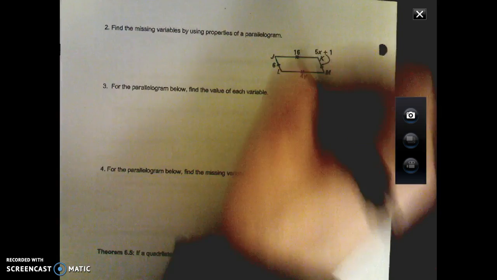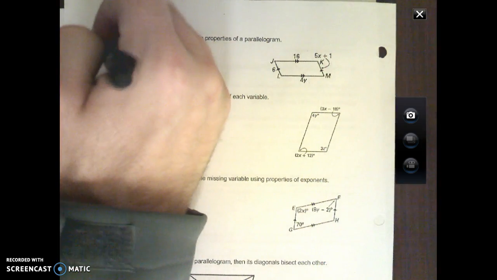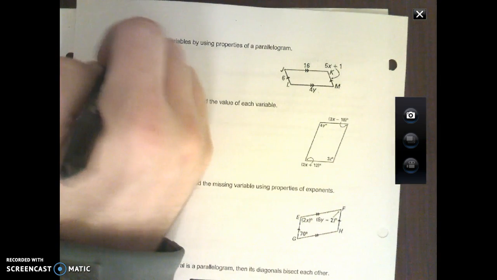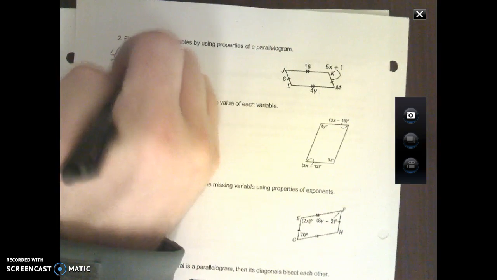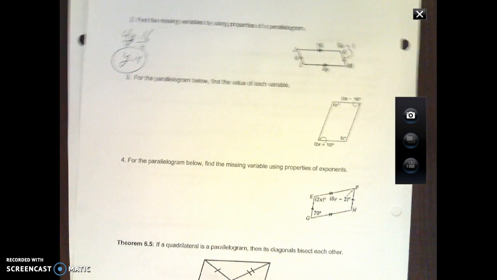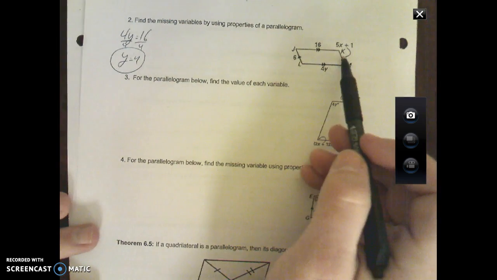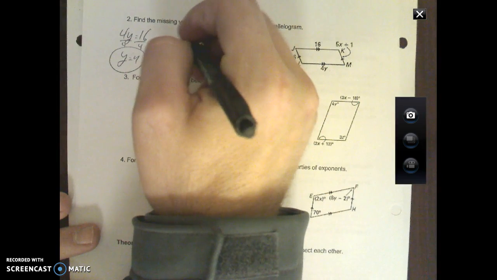It looks easier. Just cross them over each other. 4y equals 16. Divide, divide. y equals 4. Yay! I have a parallelogram. Happy dance. Then, my 5x plus 1 and 6: they are opposite each other.